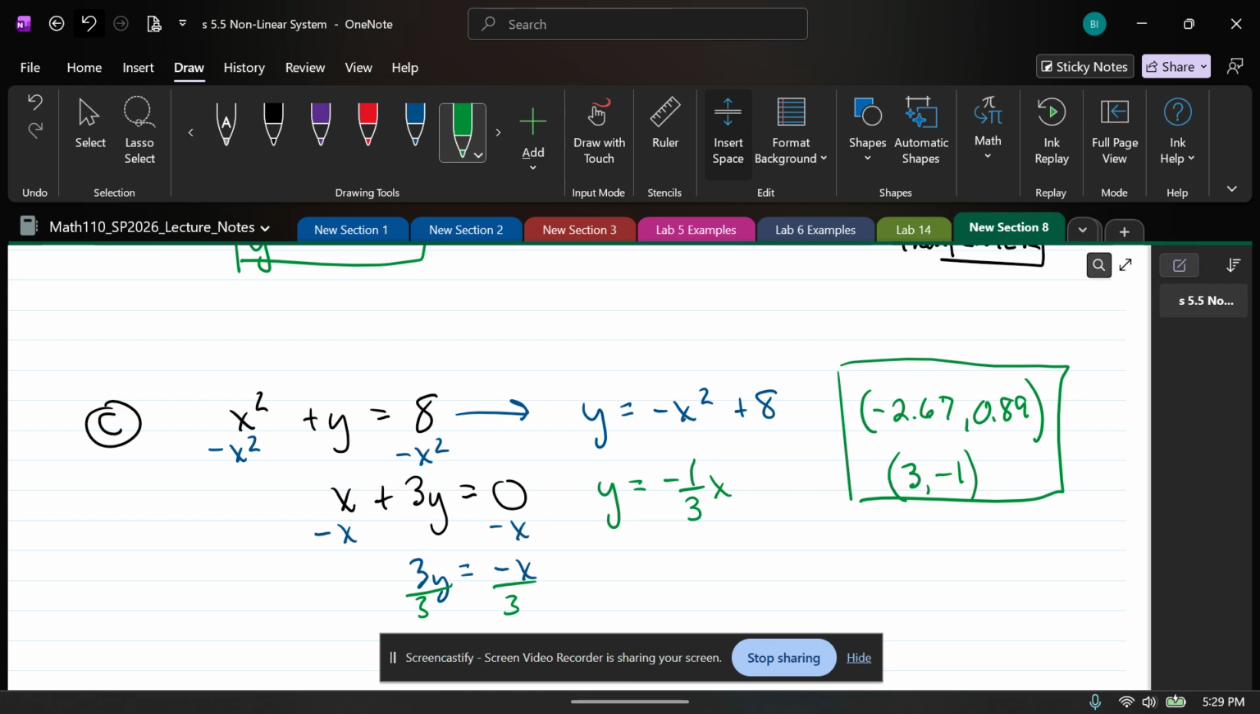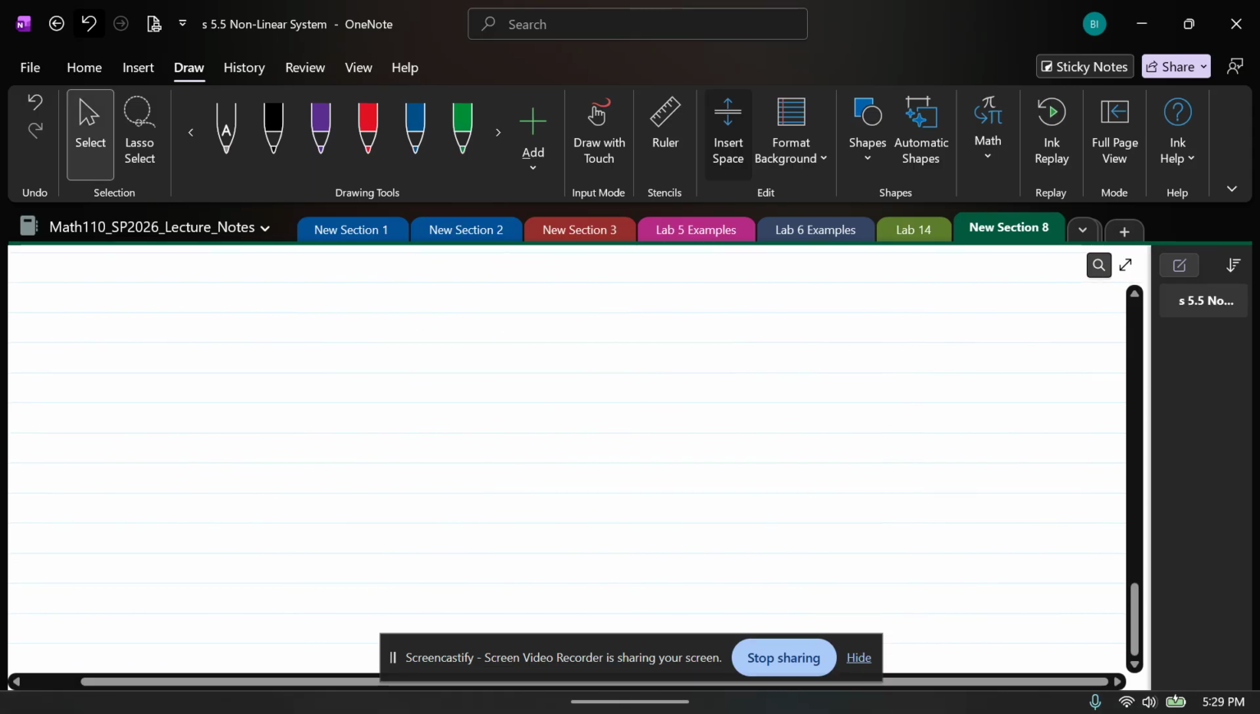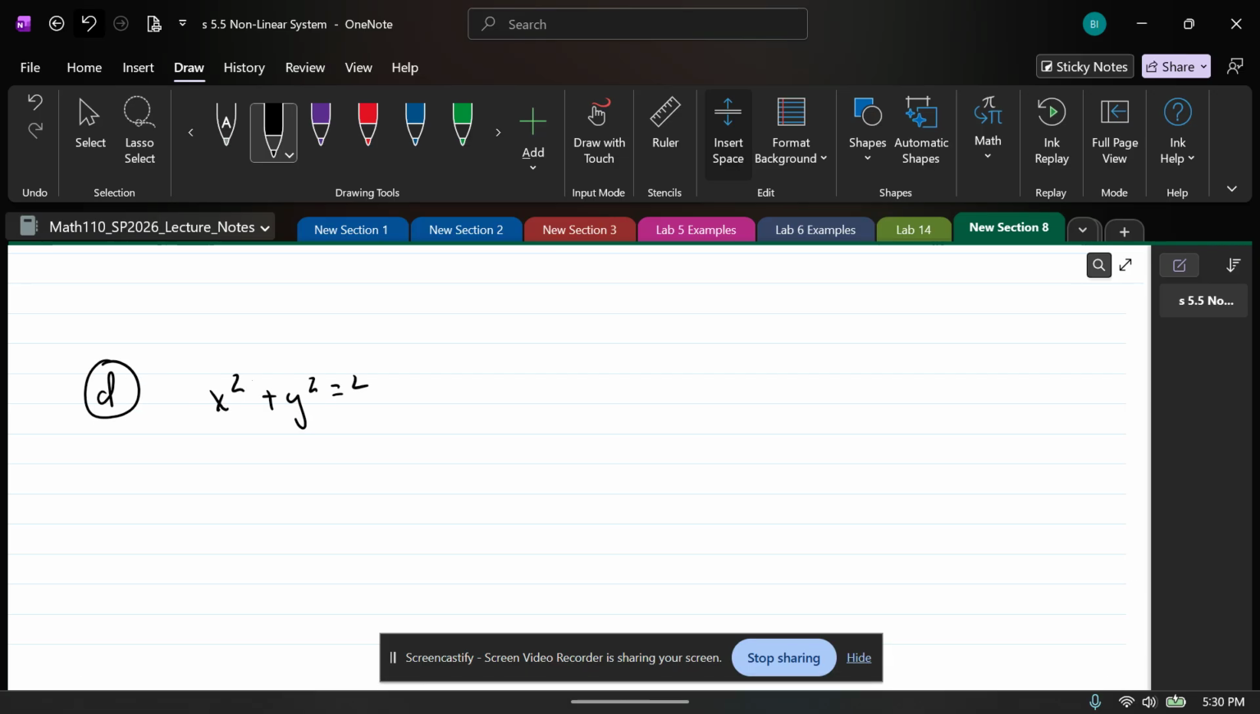Let's look at one where graphing probably isn't the best idea, and I'll explain to you why it's not. x squared plus y squared equals 4. 2x squared minus y squared equals 8.